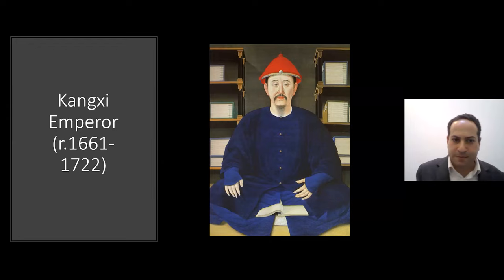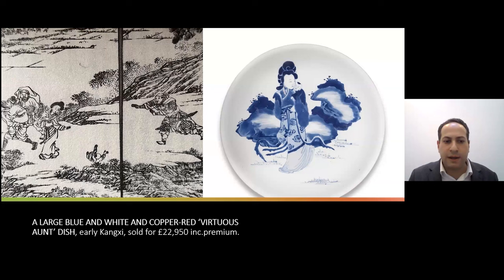The Kangxi Emperor is really the consolidator of the Qing dynasty. He's not the first emperor of the Qing, but he is the consolidator. Earlier, when the Manchus invaded, this period is known as the transitional period, and it was quite traumatic. Millions of people died, and there were a lot of people who still remembered that and still saw the Manchus as foreign barbarians, aliens. And this is actually a Kangxi period blue and white dish.